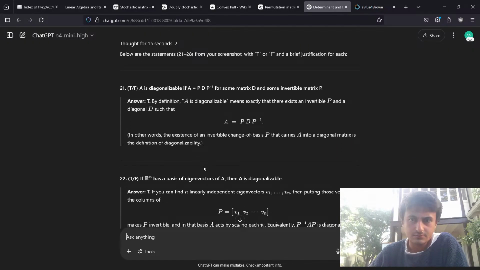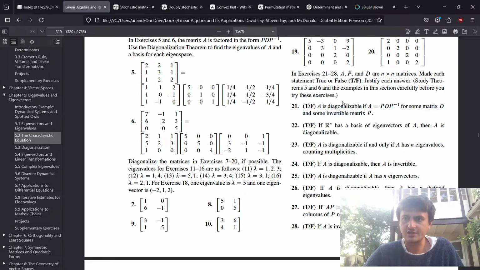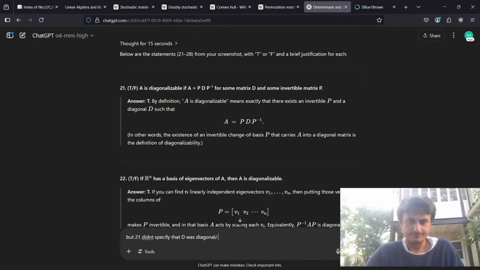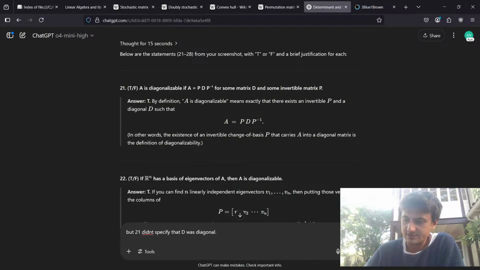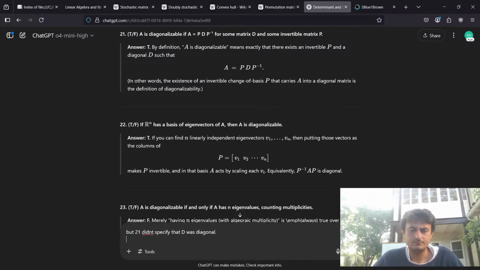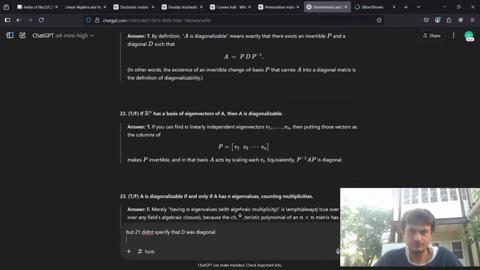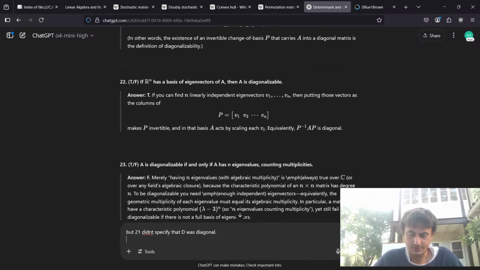Wait. Right? 21 didn't say that. It just said for some matrix D. Okay, so that's okay. So GPT got that one wrong. 22. True. 23.